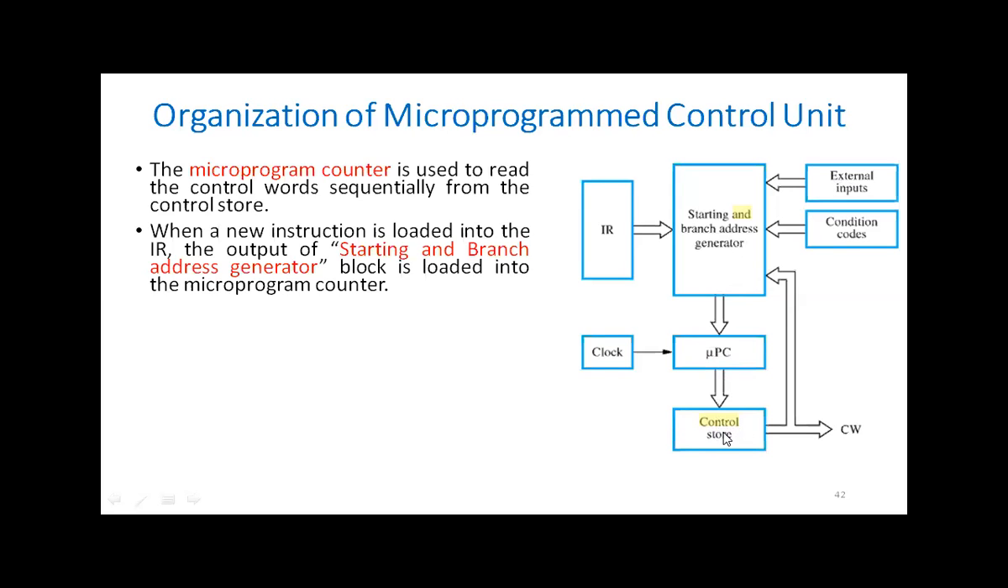I told you that the control store stores all the micro instructions. So one micro instruction, based on the address from the microprogram control unit, is selected, and one control word is generated here. This is how the microprogram control unit generates the control signal.